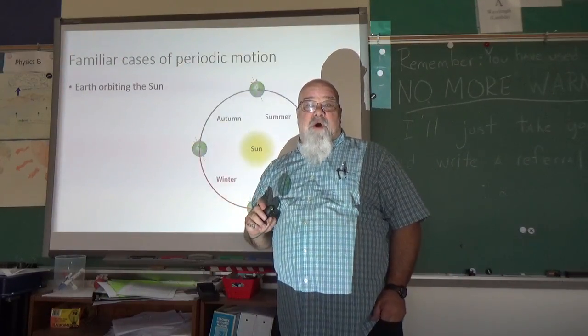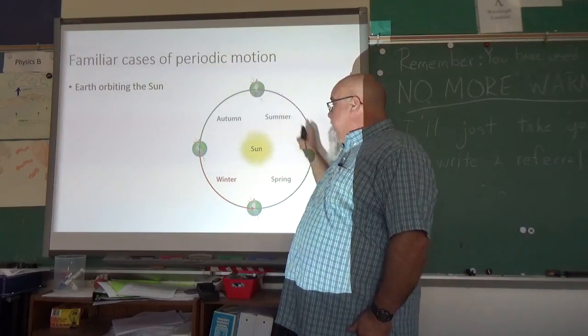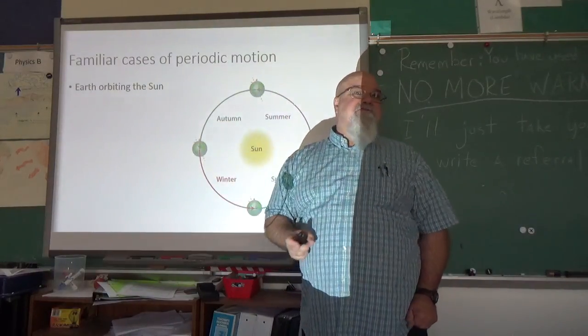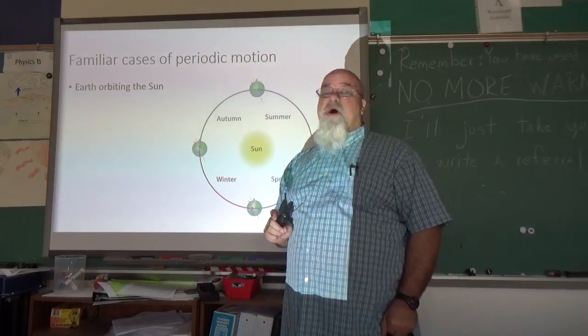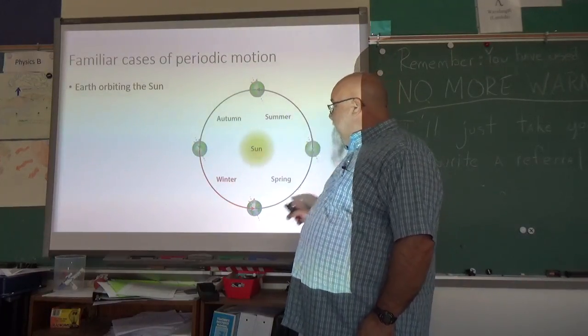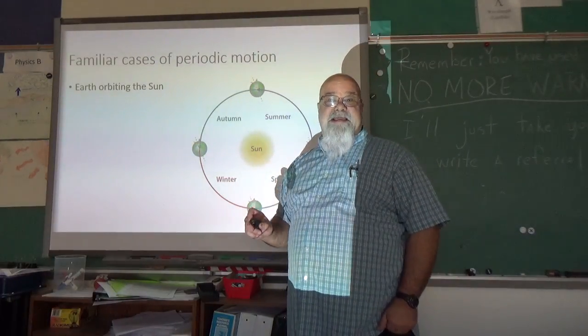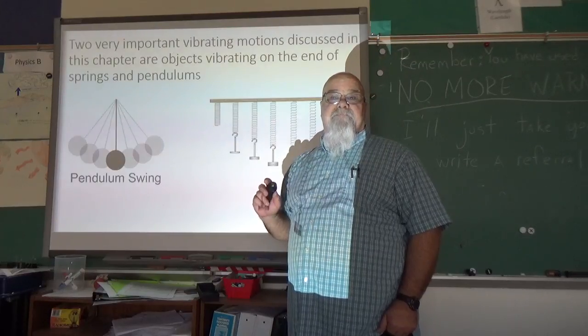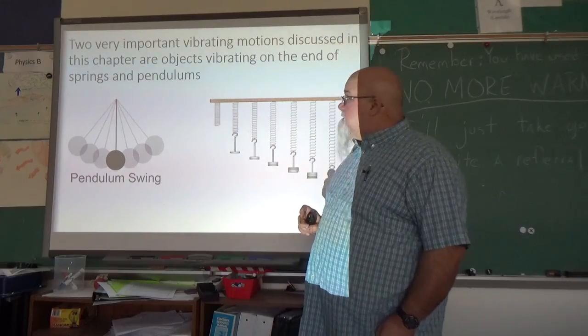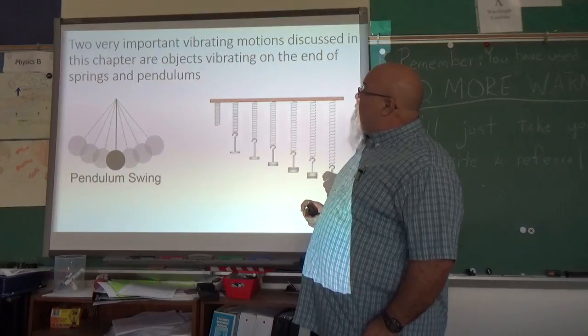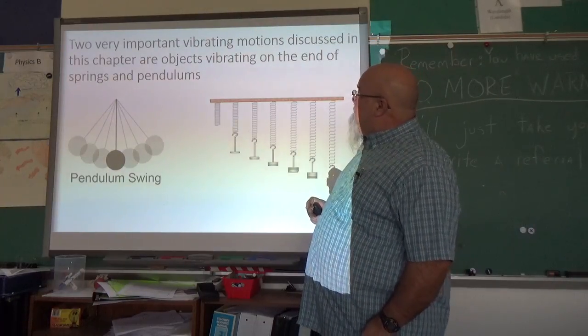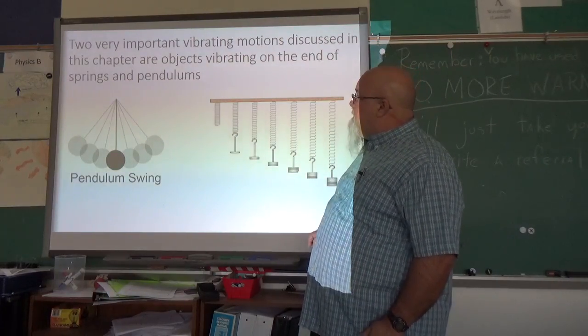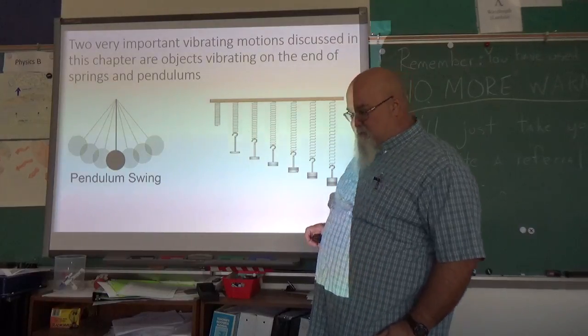The most basic one, of course, we always think about is our planet. Our planet rotates. Every 24 hours it spins once. Every 365 days it goes around the sun. Really easy way of thinking of it. Two important ones that we're going to be dealing with are what we call vibrating motions. These are objects that vibrate on the ends of swings and pendulums.